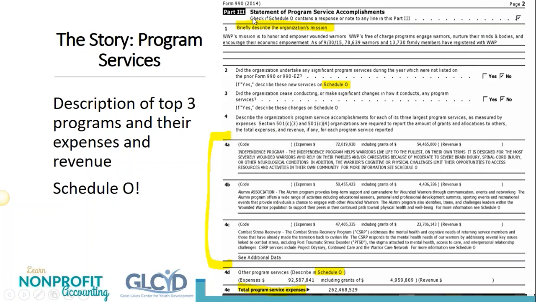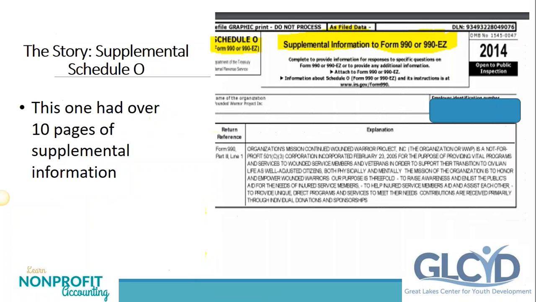But at the top of each part, you'll notice it says check if Schedule O contains a response or a note. So Schedule O is like an additional part of the 990 that will allow you extra space to talk about more if you can't fit it all in the original form. So here's what the supplemental Schedule O looks like, and this is actually only the first part. This particular 990 had 10 pages of supplemental information. So it's very important to go read the Schedule O and see what might be on there. And also, Schedule O is a required part of the 990. Even if there's nothing on it, it's a required part to be filed.